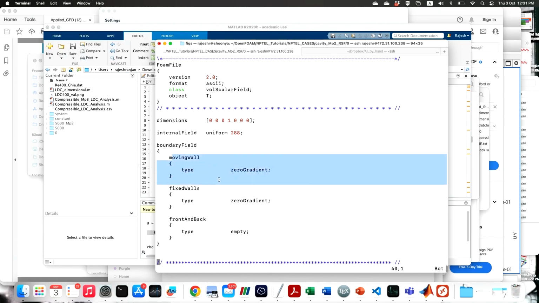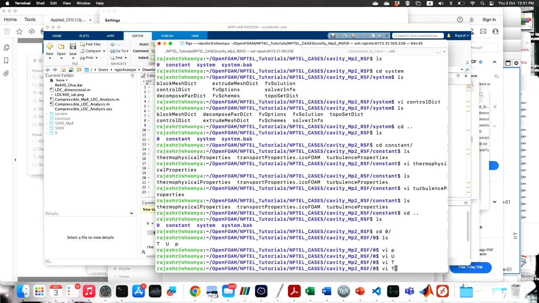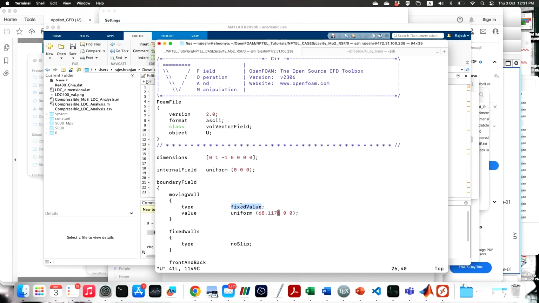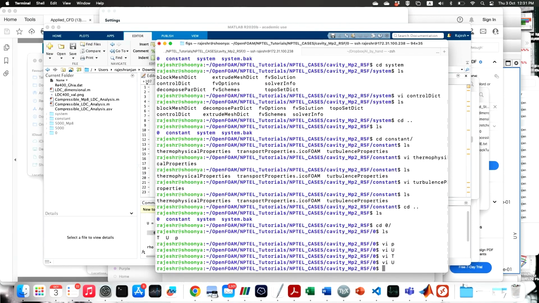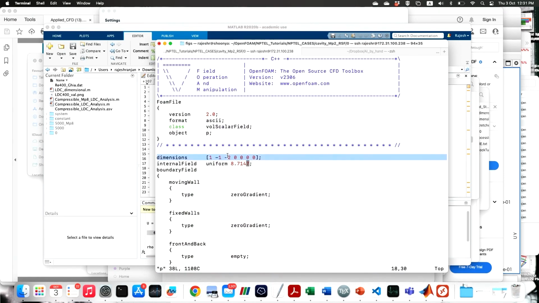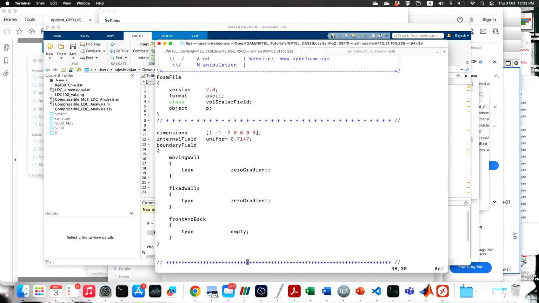And for the temperature and pressure, we are using zero gradient for the walls, and front and back are empty. Only for the velocity, we are using a moving wall and no slip for the fixed walls, right. One very important thing that I want you to note is the unit of pressure here. If you recall, earlier the unit was 0 2 -2, that is meters squared per second squared. Now here the unit is M L T, right. So this is kg per meter second squared, because now it is the actual pressure, the thermodynamic pressure, right.